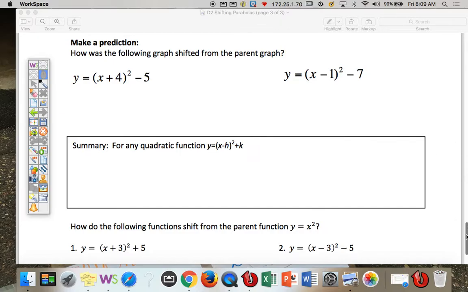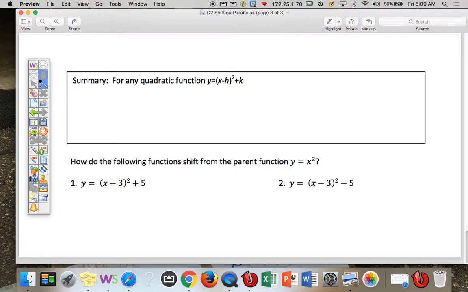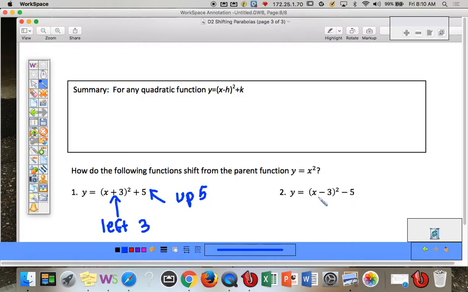So last two examples. How did the following functions shift from the parent function? X squared, so it's a parabola. Again, the only thing on the inside is the left or right shift, so plus 3 would be to the left 3. Plus 5 would be up 5. Minus 3 would be a right 3. And minus 5 would be down 5.